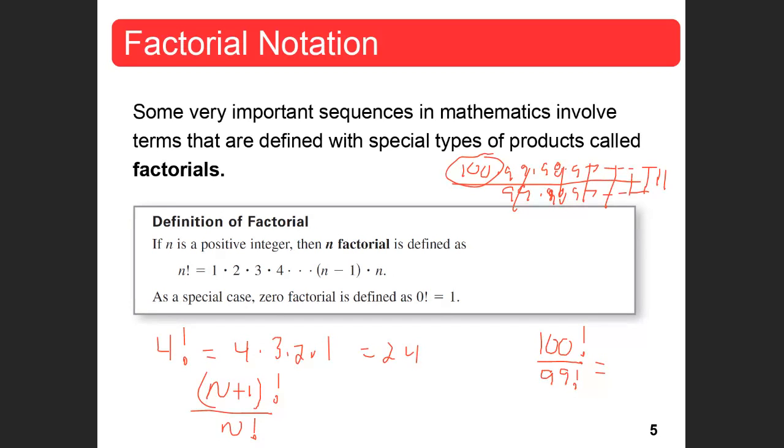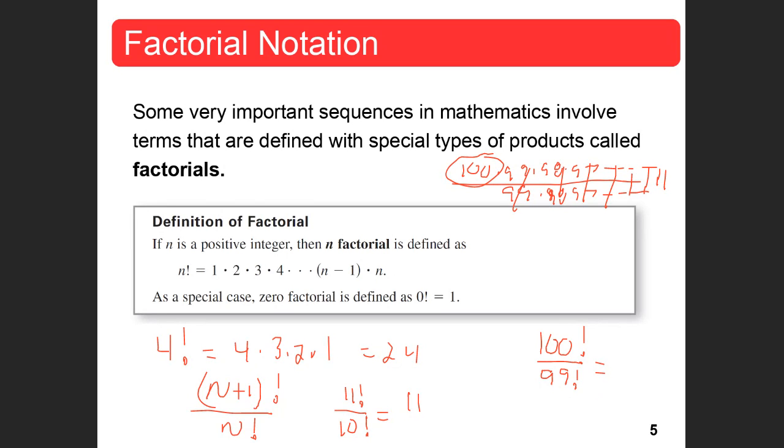Uh-oh, no answers? 1? Nope, not 1. Question mark? Nope, not question mark either. Okay, so let's pretend n is 10. So let's put 10 in there. So this would be 10 factorial on the bottom. On top, it would be 11 factorial, wouldn't it? So if I work this out, I'd end up with 11, right?